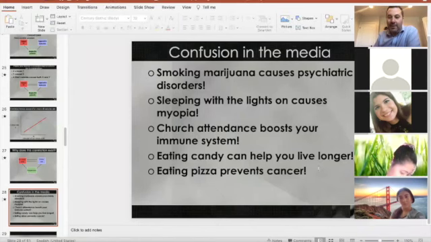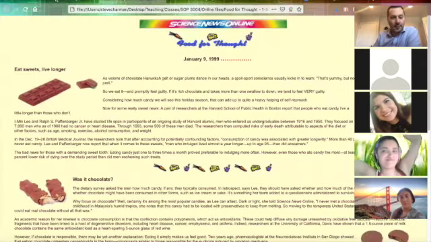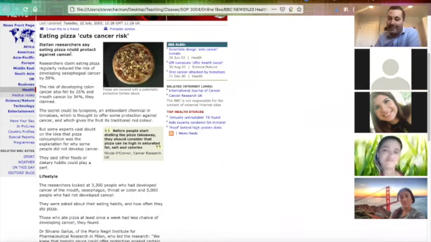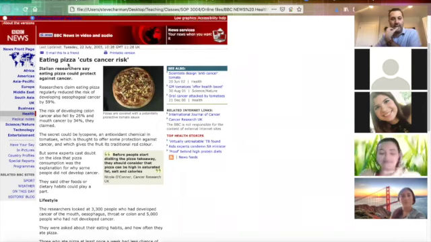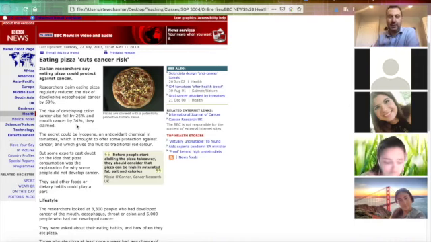Next example, eating pizza prevents cancer. If only that were true. No, this is based on an Italian study, okay? On BBC News, this is a number of years ago, and based on the study, which showed that in Italy, people who ate pizza tended to have lower cancer rates than people who didn't eat pizza. And the reporter mistakenly concluded that therefore eating pizza cuts cancer risk. Eating pizza protects you from cancer.